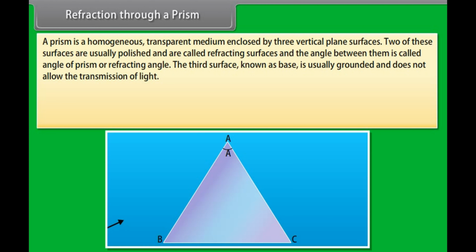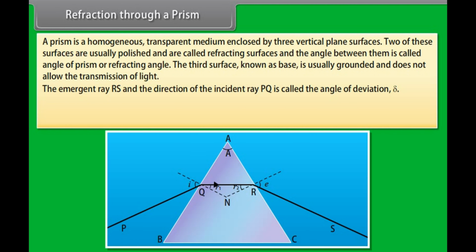Let us consider the passage of a monochromatic light ray PQ through the glass prism ABC. At surface AB, when the ray enters the glass at angle of incidence i, it bends towards the normal at Q at angle of refraction r1 and strikes the surface AC at R. The angle of incidence at surface AC is r2 and the ray emerges into air, making an angle e with the normal at R. The angle between the emergent ray RS and the direction of the incident ray PQ is called the angle of deviation delta.